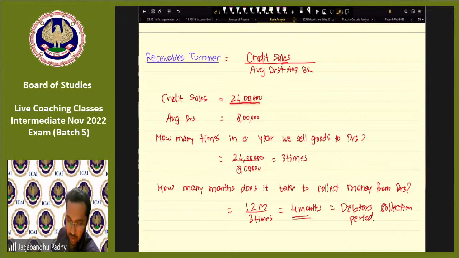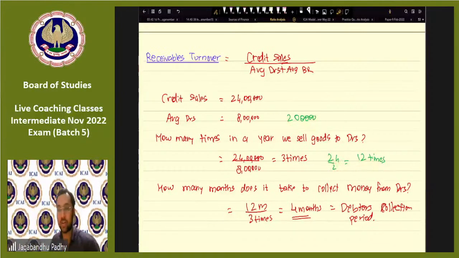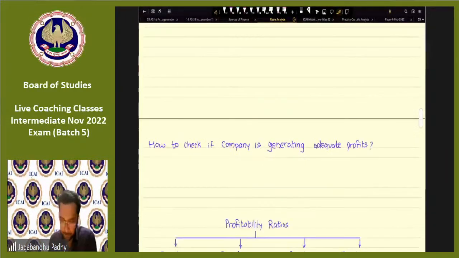understand, for the same 24 lakh, if I tell you that, let's say the debtors are just 2 lakh, this is going to be 24 by 2. It means 12 times. So if your debtors turnover is higher, it means you are maintaining a lesser amount of debtors. So less amount is tied up in the business, right? And how many months does it take? Of course, this is like lower the better.